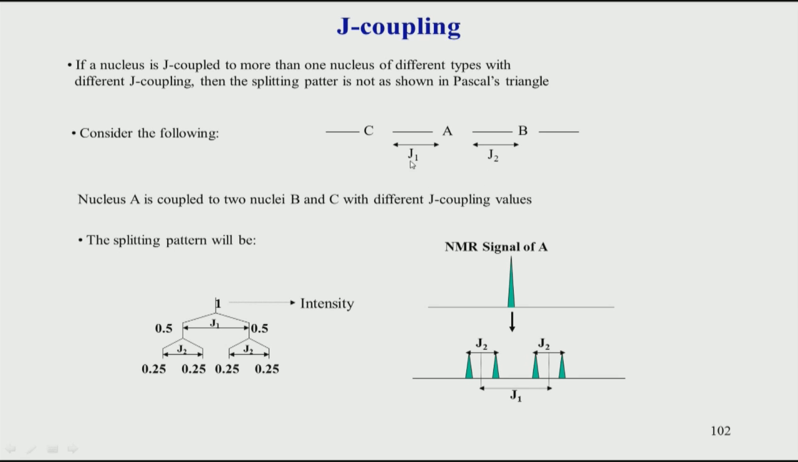So, this can be continued if there was J3, another coupling to A, let us say one more atom here could have been J3 and so on. So, you can do this n number of times by simply considering this kind of a diagram, which is for the Pascal's triangle.